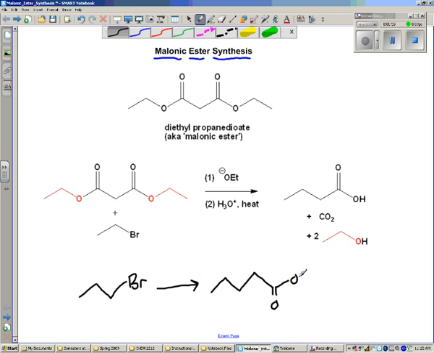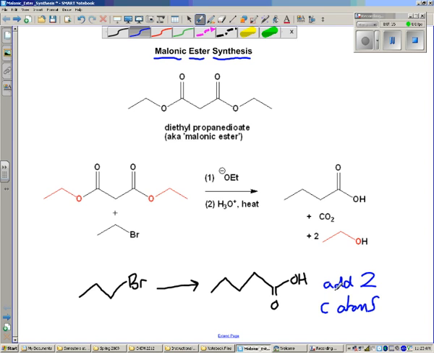Now, adding carbons, we've seen before that we would use a Grignard reaction for this, but adding 2 carbons, where one of the carbons is a CH2, well, that gets a little bit more complicated. And that would involve several steps to actually get from here to here. What this malonic ester synthesis allows you to do is to take an alkyl halide and make a carboxylic acid from it, but add 2 carbon atoms in the process.